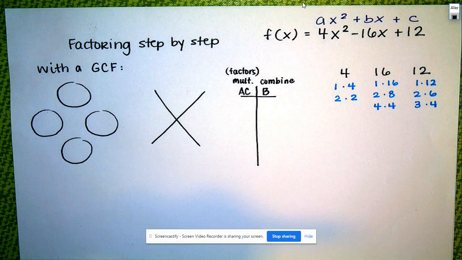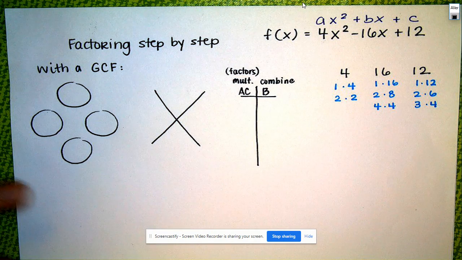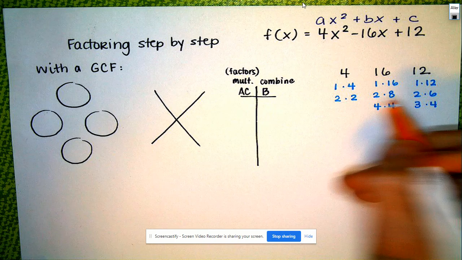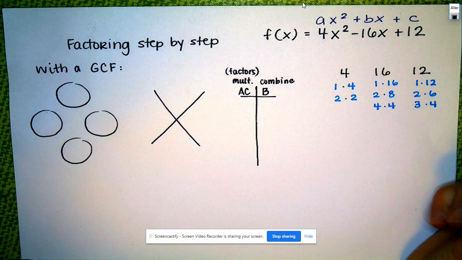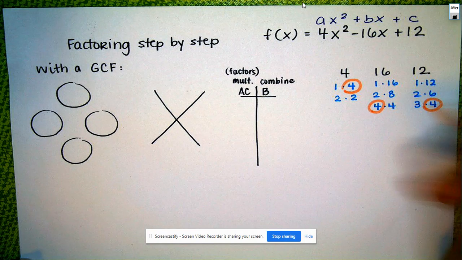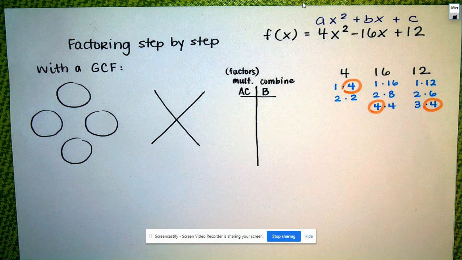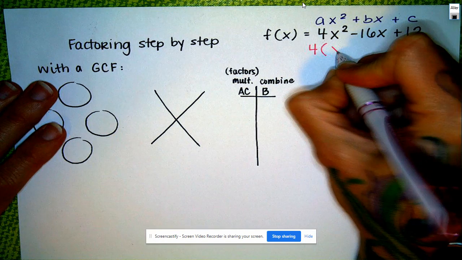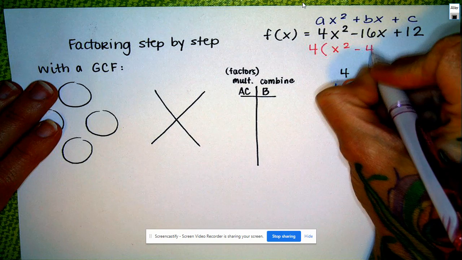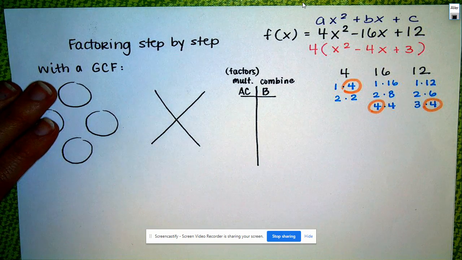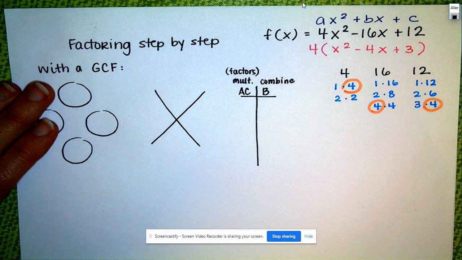And so as far as the GCF, once we found the factors of all three of those numbers, that's the greatest common factor. So they all have a 2, they all have a 1, but the big guy is a 4. So that's going to be your GCF, the greatest common factor. So if I pull out a 4, then what I'm left with is x squared minus 4x plus 3. Now, that's just GCF, factoring out a GCF.